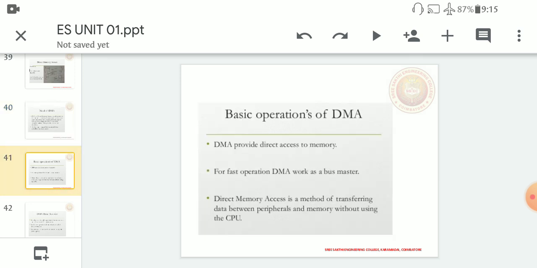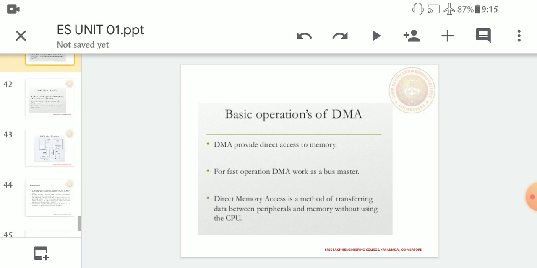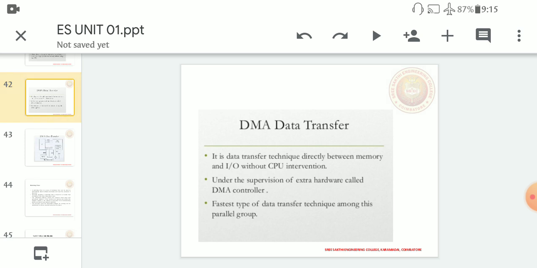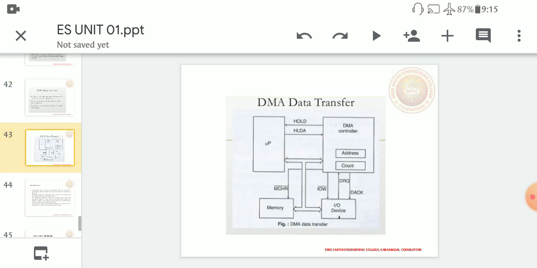So what are the basic functions of DMA? It is mainly for performing speedy action. How a data transfer is initiated using DMA, and a DMA diagram is illustrated here.